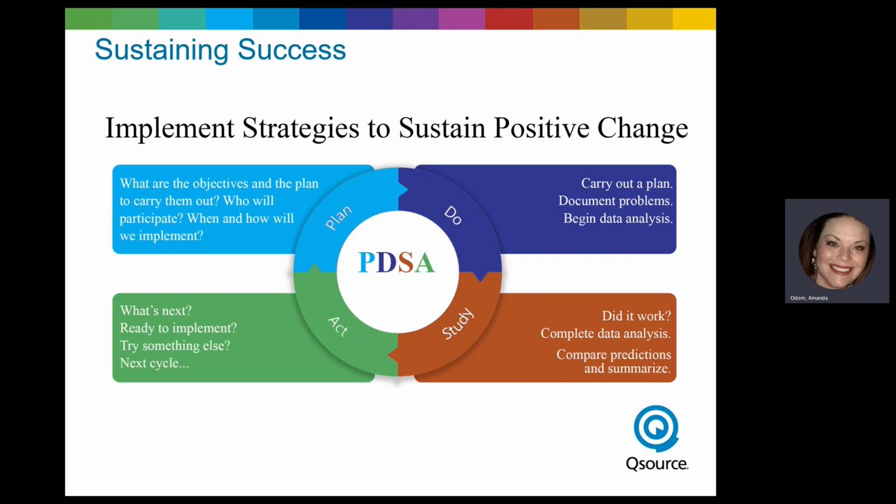So we want to complete the PDSA: plan, do, study, and act. Plan. What are the objectives? What is the plan to carry them out? Who will participate? When will we implement and how will we implement? Plan to build accountability systems to proactively promote change and carry out sustainability.